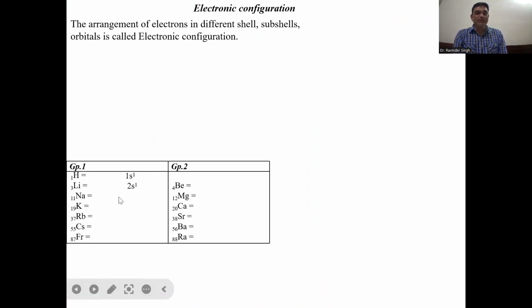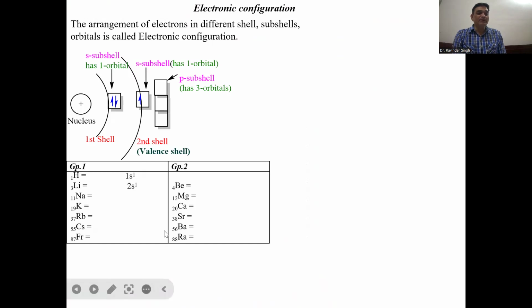Next, lithium. We are just writing here the valence configuration, because the complete configuration of lithium is 1s2, 2s1. Just increase the number by one, because the number of shells goes on increasing on moving down the group. So the valence configuration of lithium is 2s1. Similarly, the valence configuration for sodium is 3s1.